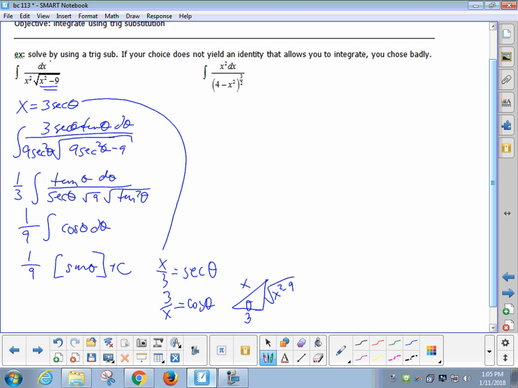Okay, so what is cosine of theta? Or, sorry, what is sine of theta is what I'm looking for. What's sine of theta? Root of x squared minus 9 all over x. Okay, that's the process. Choose your trig sub, look for an identity, and if the identity is there, just proceed on like we did yesterday. Try the next one.